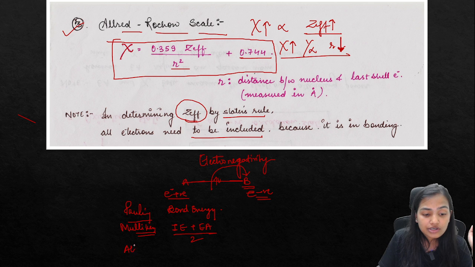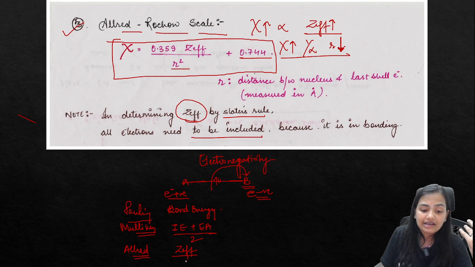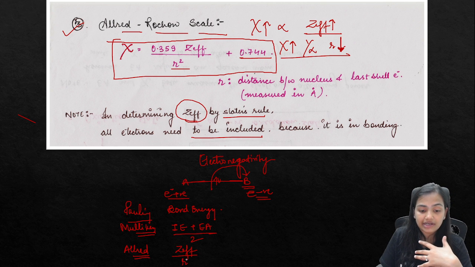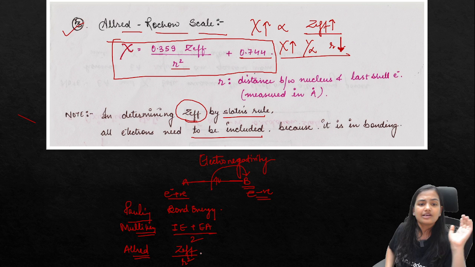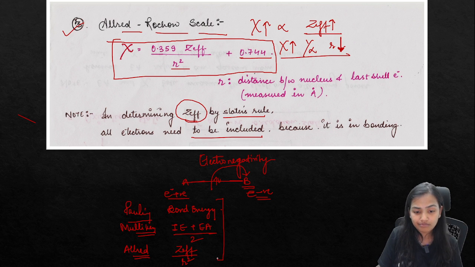And Allred-Rochow said that okay, this would be directly proportional to Z effective, as the Z effective increases, and inversely proportional to the radius. Okay, that is r square. So yeah, you can go through with the expression. So ultimately on such particular points they have given their definitions.